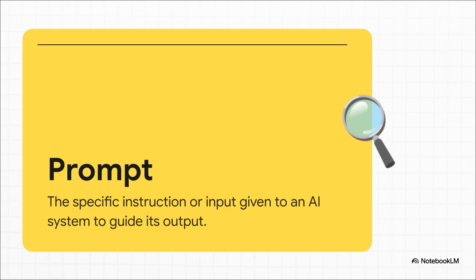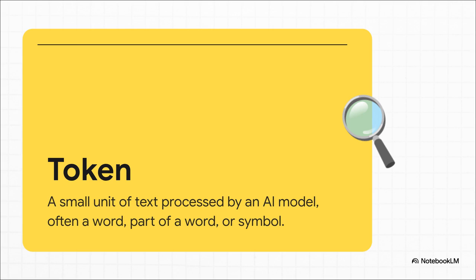The quality of the prompt you write directly dictates the quality of the AI's final work. But here's where it gets wild. The AI doesn't read entire sentences exactly like you and I do. Instead, it breaks your prompt down into what are called tokens. A token is just a small unit of text. It might be a whole word, a single syllable, or even just a punctuation symbol. To an AI, human language is just a sequence of these tiny mathematical fragments, and its entire job is just predicting which token should logically come next.